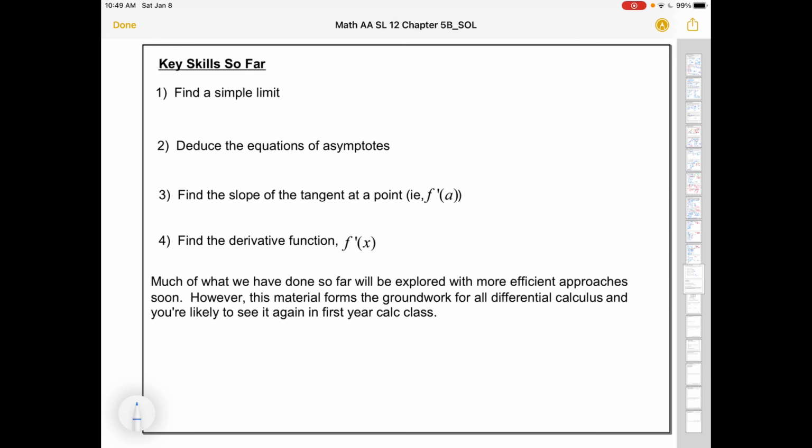Much of what we've done so far will be explored with more efficient approaches soon. However, this material forms the groundwork for all differential calculus, and you're likely to see it again in your first year calc class. And also, finding a derivative from first principles is fair game for the IB exam, at least for simple functions like polynomials.